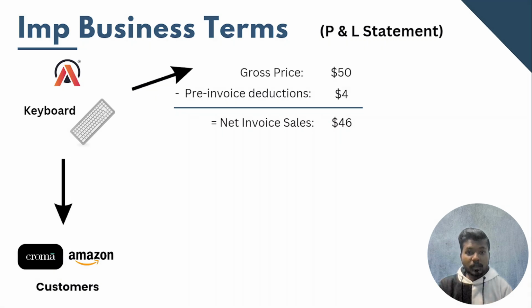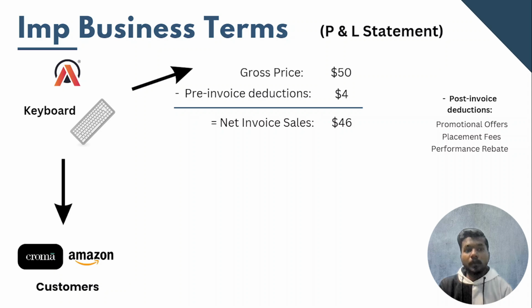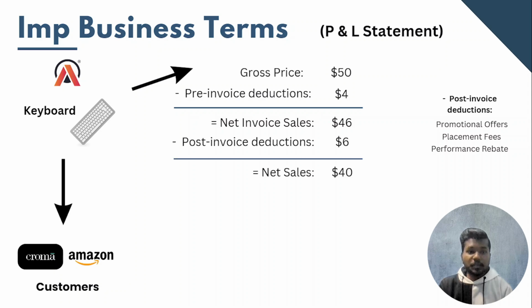Now we have promotional offers, performance rebates, and placement fees given by AtliQ, commonly called post-invoice deductions, as shown here. Considering it as $6, we get $40 as the net sales amount, which is the revenue of AtliQ.